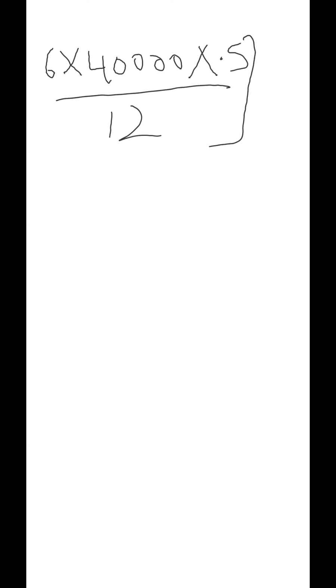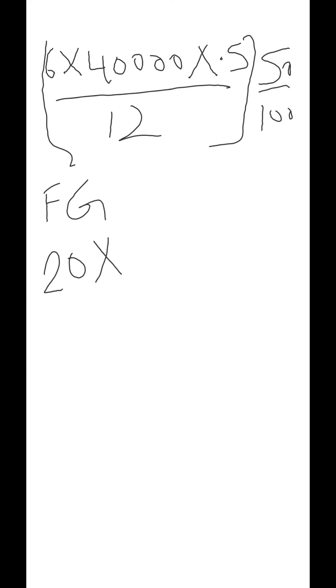Okay. Now the next is the overhead. 6 into number of units is 40,000. How much lag is there? Half a month. Same way, 50%. Okay. Now you have to calculate the finished goods. The finished goods cost given is raw material plus labor plus overhead. How much is given? 20 is given. This is your finished goods cost.